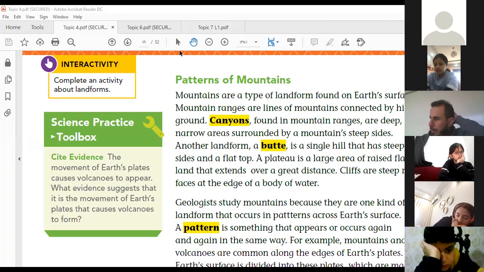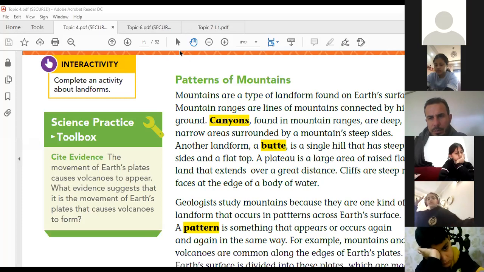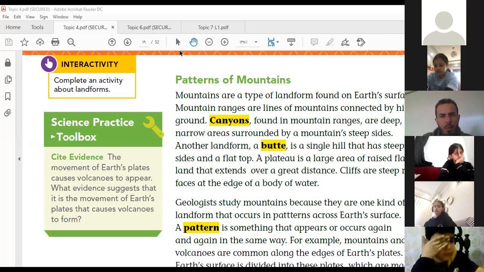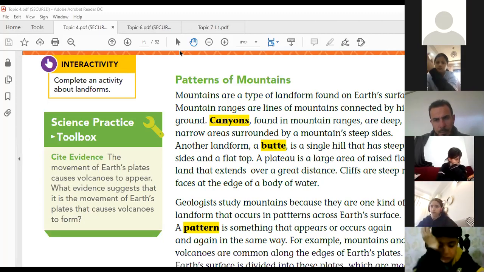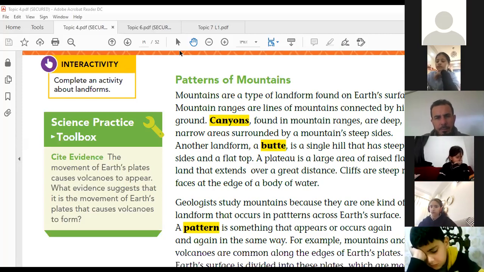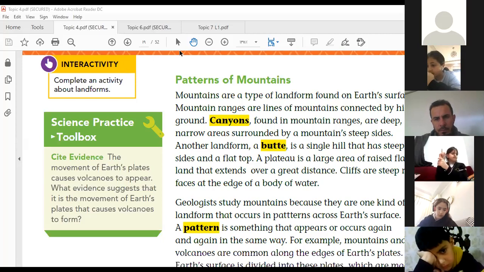Okay, thank you. What is a butte? Omar, can you tell me what is a butte? A butte is a single hill that has steep sides and a flat top. Now Jawad, what is the difference between a butte and a plateau? A butte is a single hill that has steep sides and a flat top. What about a plateau? What is the difference between a plateau and a butte?